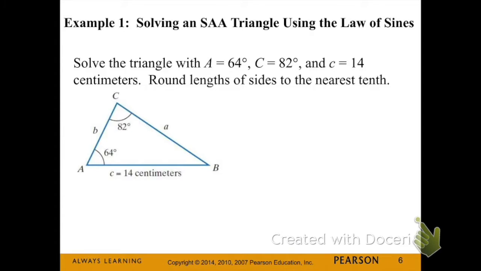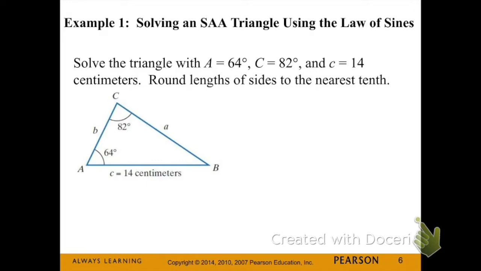Example 1, solving a side-angle-angle triangle using the law of sines. So we're going to solve this triangle where angle A is 64 degrees, angle C is 82 degrees, and side c is 14 centimeters. So I'm going to expect you to be drawing these triangles as we go. I think this is the only problem that I have in the notes where I already have it drawn. From now on, I will be drawing it right along with you. But really quick, let's make a big note. If you set this triangle up wrong, then your problem won't work out.